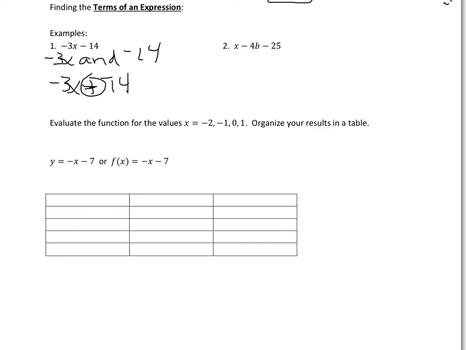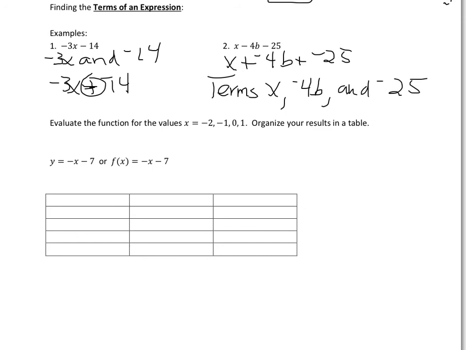Okay, and your addition symbol separates your terms. So I'd even want to think in my head of changing this to x plus a negative 4b plus a negative 25. So my terms are x, negative 4b, and negative 25. So in the book, when they ask you for the terms, you've got to change your subtraction to addition.